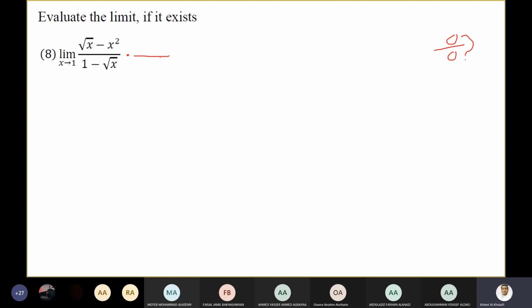This is really the solution of this one, but I don't want to spend much time on it. The idea is that I will multiply by the conjugate of, let's say, the denominator. I'll say 1 plus root x, and up here 1 plus root x. And then I work it out. I will find that I'm still stuck at 0 over 0.